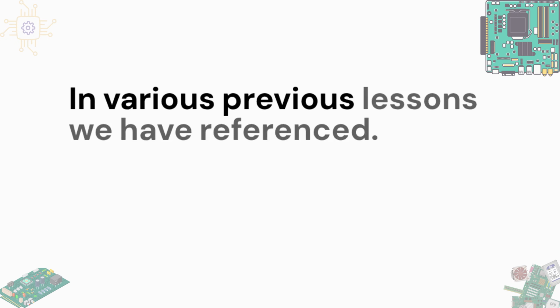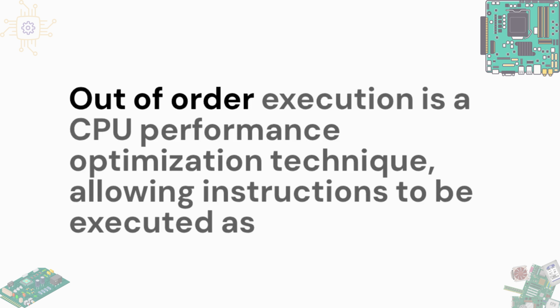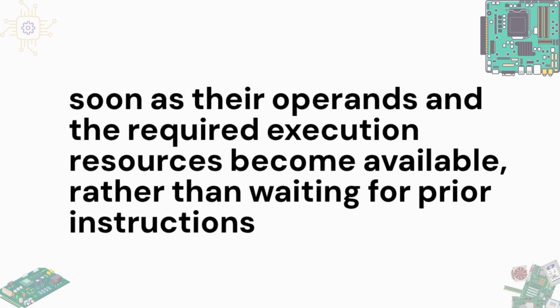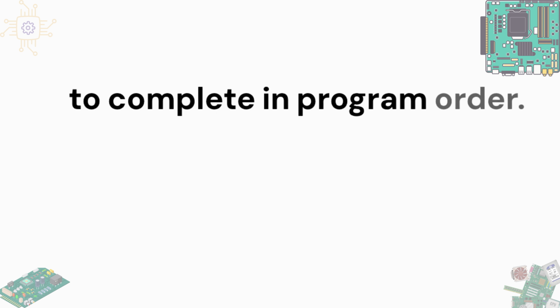In various previous lessons, we have referenced out-of-order execution. Out-of-order execution is a CPU performance optimization technique allowing instructions to be executed as soon as their operands and the required execution resources become available, rather than waiting for prior instructions to complete in program order.